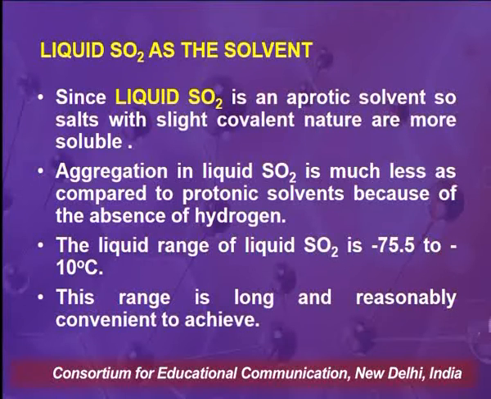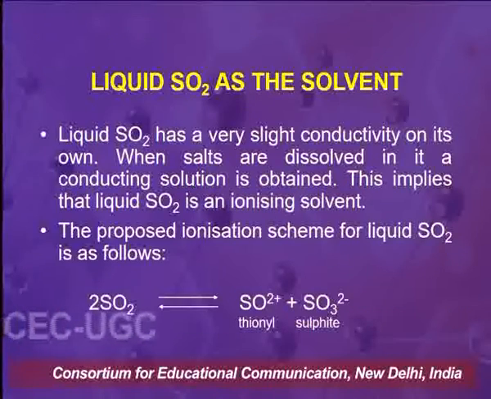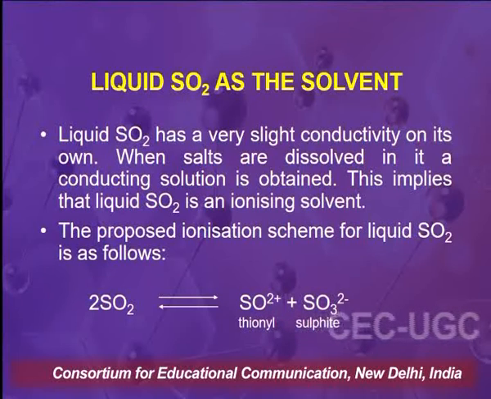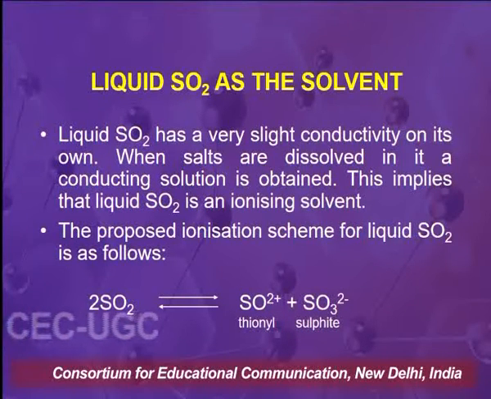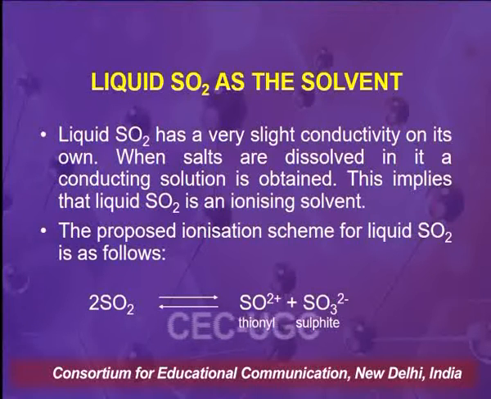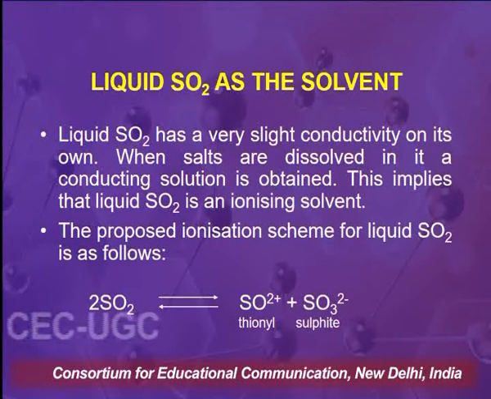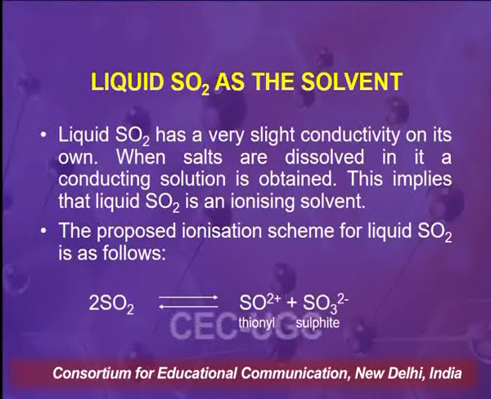The liquid range of liquid sulfur dioxide is minus 75.5 to minus 10 degrees centigrade, and this range is very long and reasonably convenient to achieve. Liquid sulfur dioxide has a very slight conductivity. When salts are dissolved in it, a conducting solution is obtained. This implies that liquid sulfur dioxide is an ionizing solvent. We have already discussed ionizing and non-ionizing solvents in our earlier lectures regarding non-aqueous solvents.